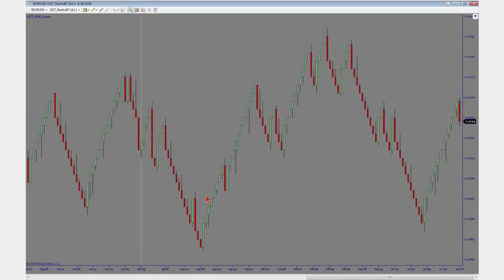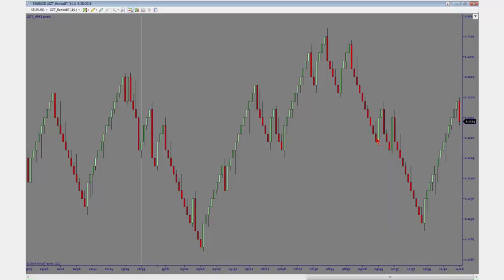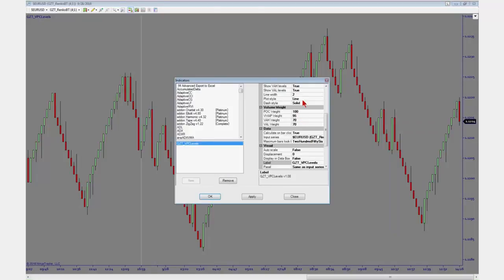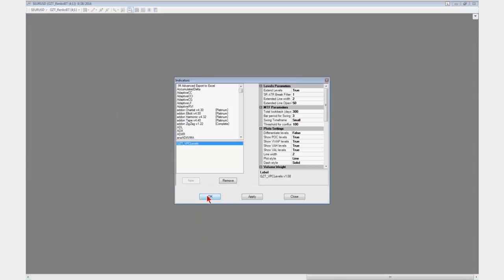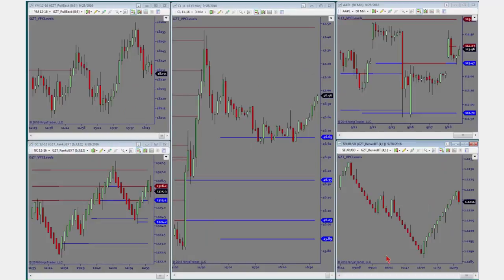Here's VPCLevels. It takes a little bit. Remember, it's going back 300 days. It's putting a tremendous amount of data in there behind the scenes, and then after that, it's going to draw us a profile. So let me just make sure that I have it set correctly. Line width 3 small. Okay, that should be okay. Let me put that there.